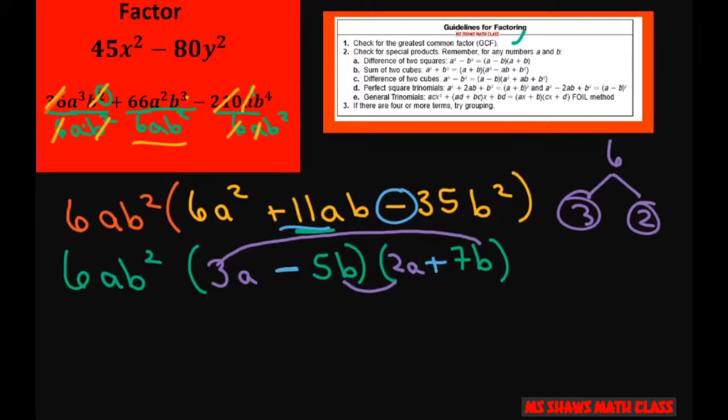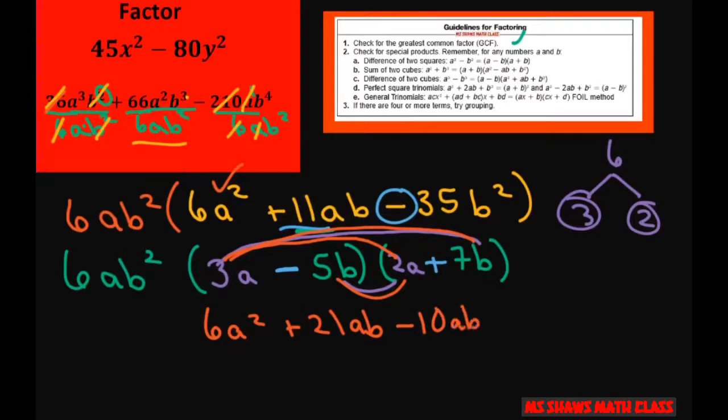Now let's check our work and see if it works. So we know the first works because that's how we set it up. So we got 6a squared. So that checks. Now let's do outer, inner for the FOIL. Outer is going to be plus 21ab, and the inner is going to be minus 10ab. And then your last is going to be minus 35ab. And that's how we set it up. Or no, 35b squared. Sorry about that.